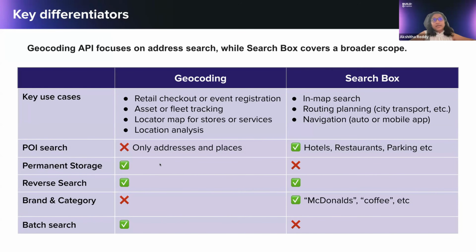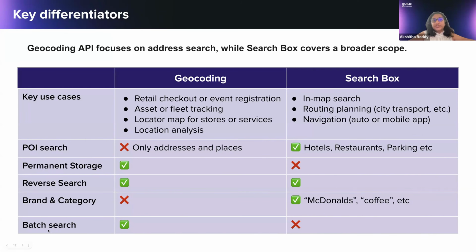The other main feature that we have for geocoding, which is not available on Searchbox, is permanent storage. As part of geocoding, you have a permanent storage option because most of the time the address location wouldn't change, and that's the reason it allows for it. While for Searchbox, it updates more frequently. So your point of interest might be updated more frequently than just your address locations, and that's the reason we do not have permanent storage as of today.